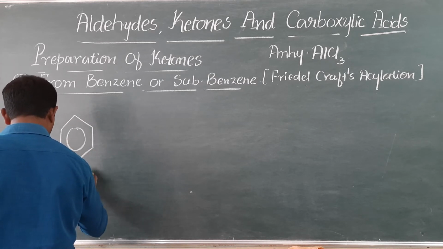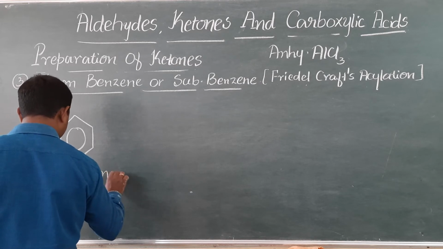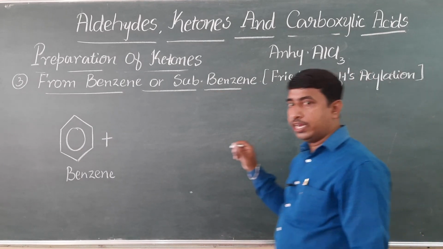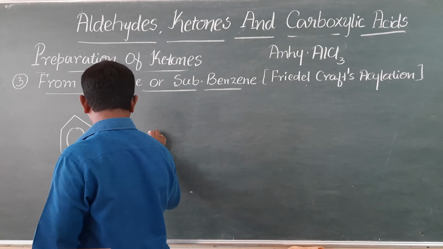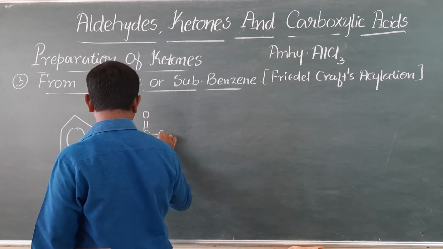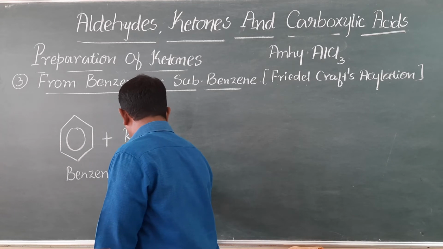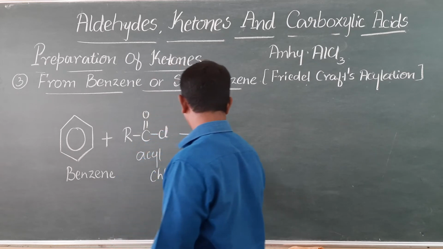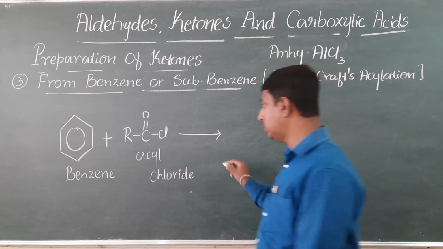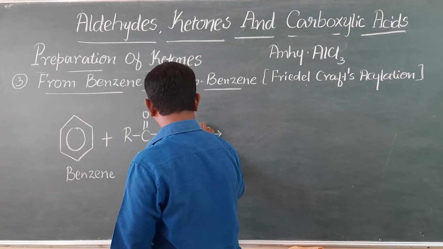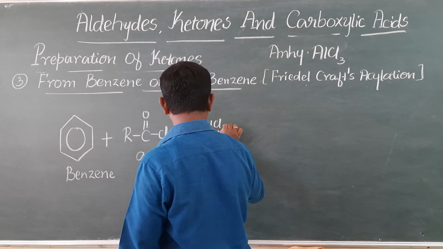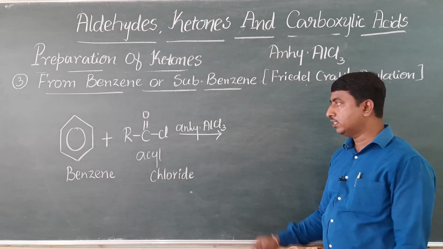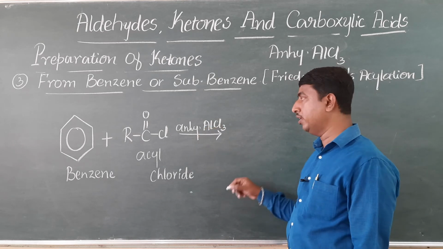Benzene is treated with acyl chloride. Acylation means it is treated with acyl chloride. The catalyst used for this reaction is anhydrous aluminium chloride.